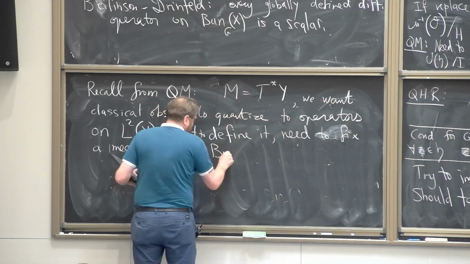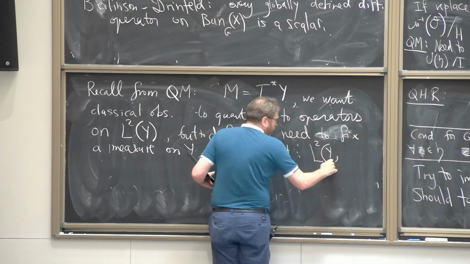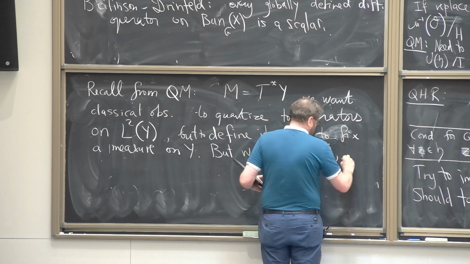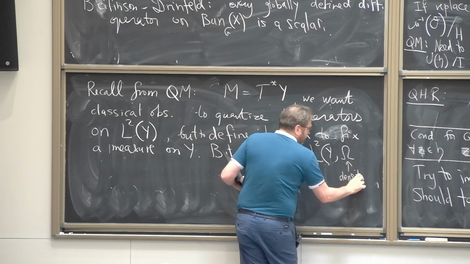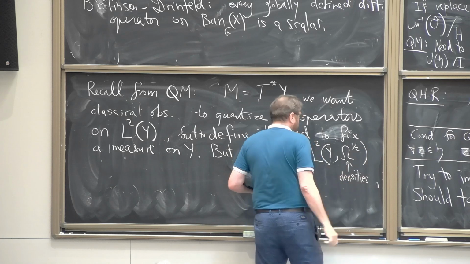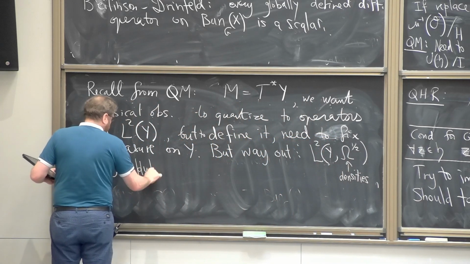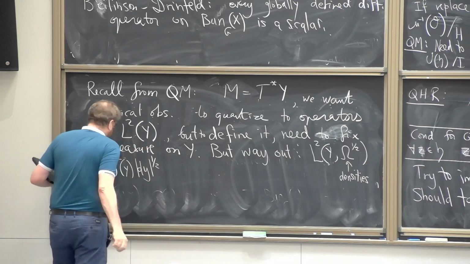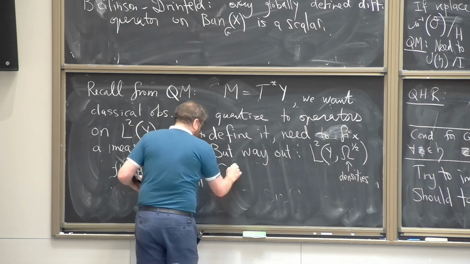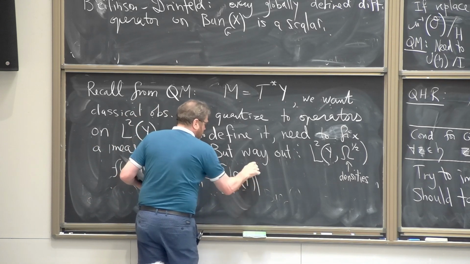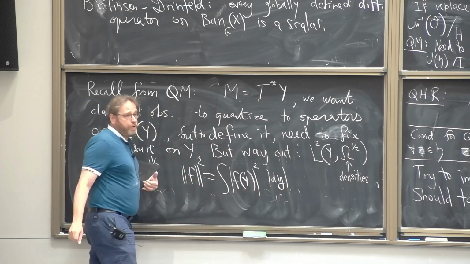But there is a way out: L2 of Y, with coefficients in the bundle of densities to the power 1/2. So consider half densities of the form f of y times dy to the 1/2. Let's say this is a real manifold. And then there is a natural L2 structure, which is the integral of f of y absolute value squared times, this is going to get squared and become naturally a measure.